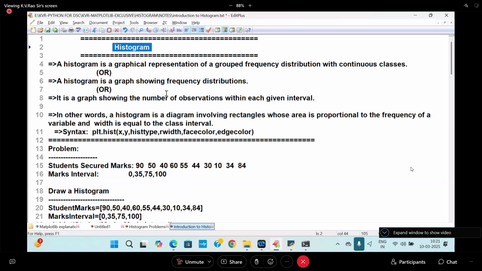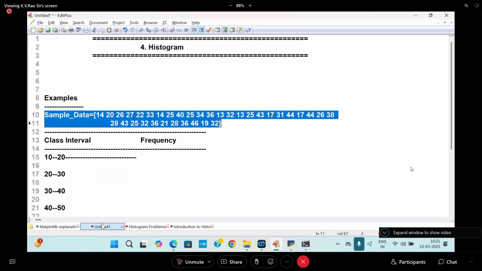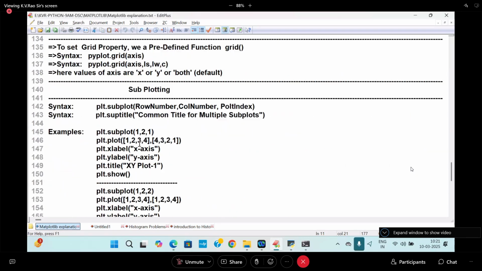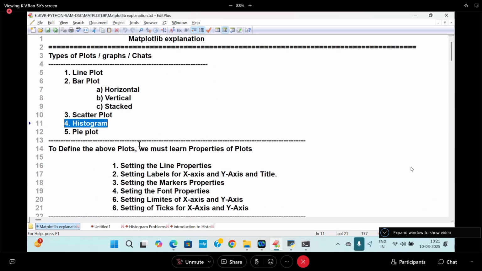Did you understand histogram? Now I will go to the next graph. Next graph is the pie plot. I want to take the pie plot. So pie plot is important. Let us go to the pie plot here. What do you mean by pie plot?